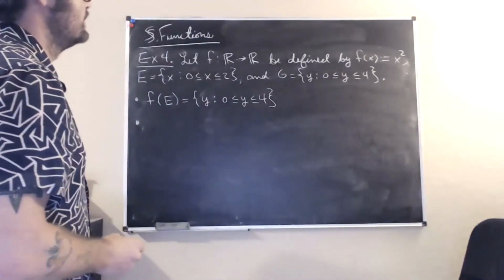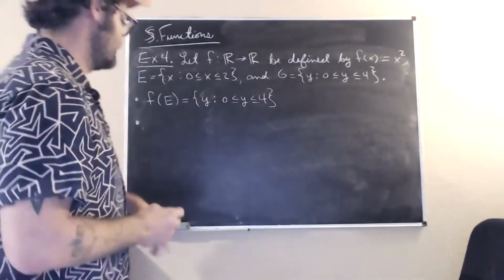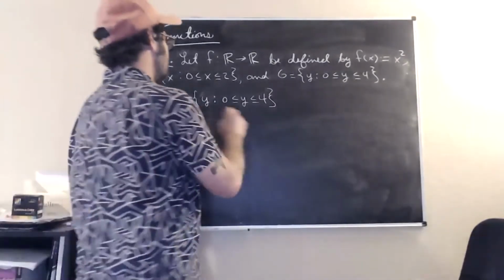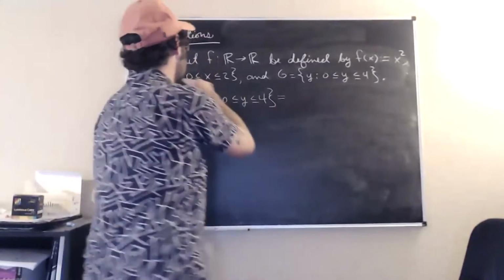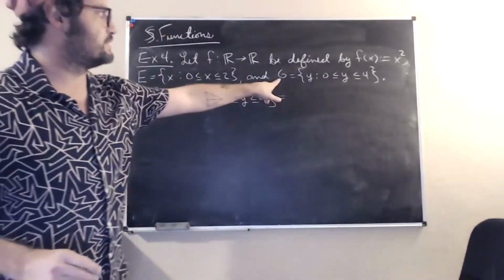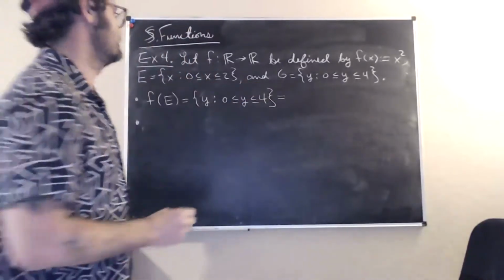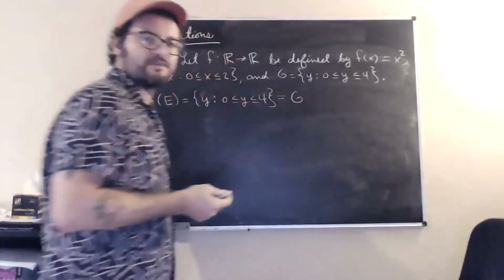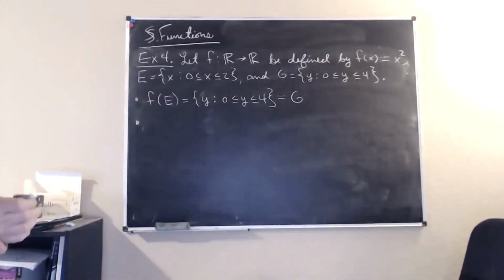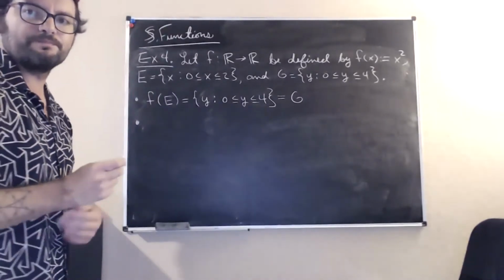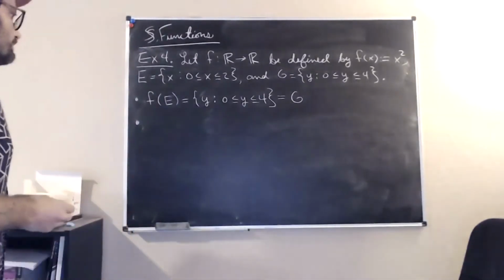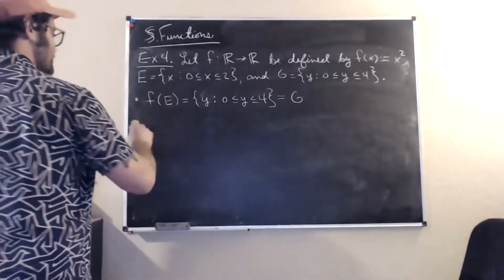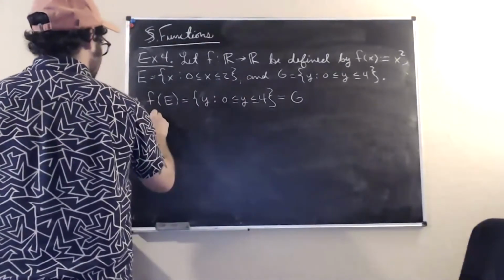So notice, though, this is important to notice. Notice that the direct image of E is equal to this set G. This happens to be the case because we defined them in such a way. Okay, so let's look at the inverse image of G.